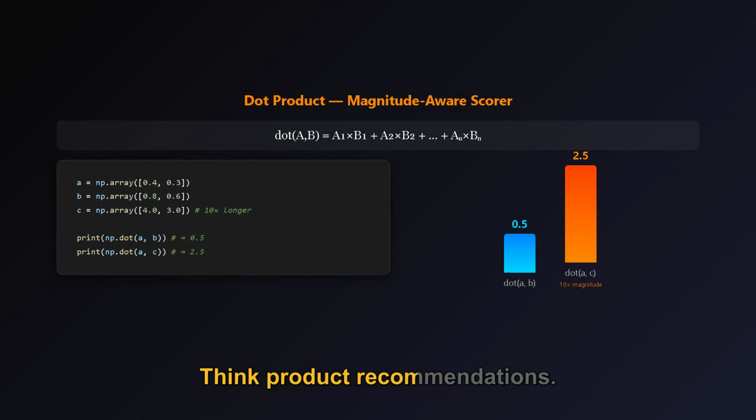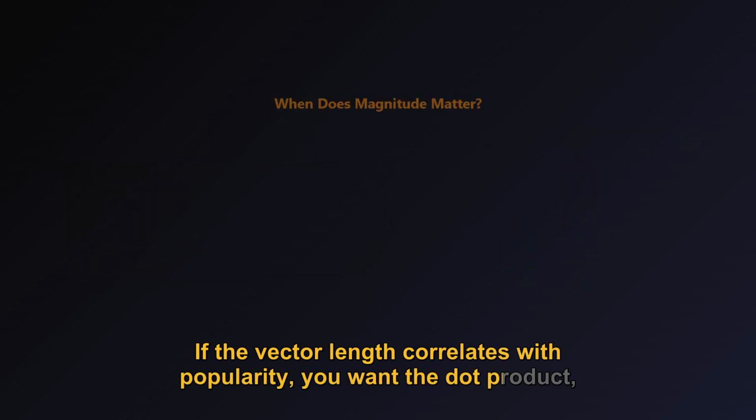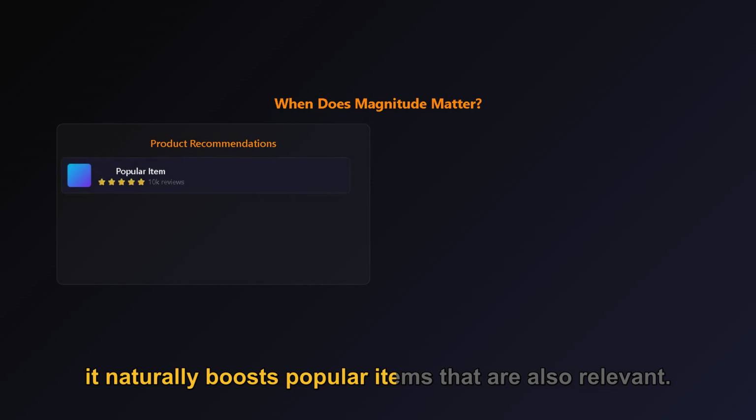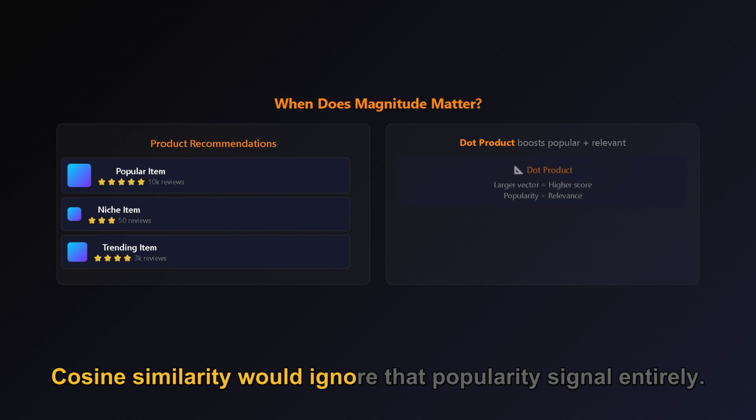Think product recommendations. If the vector length correlates with popularity, you want the dot product. It naturally boosts popular items that are also relevant. Cosine similarity would ignore that popularity signal entirely.